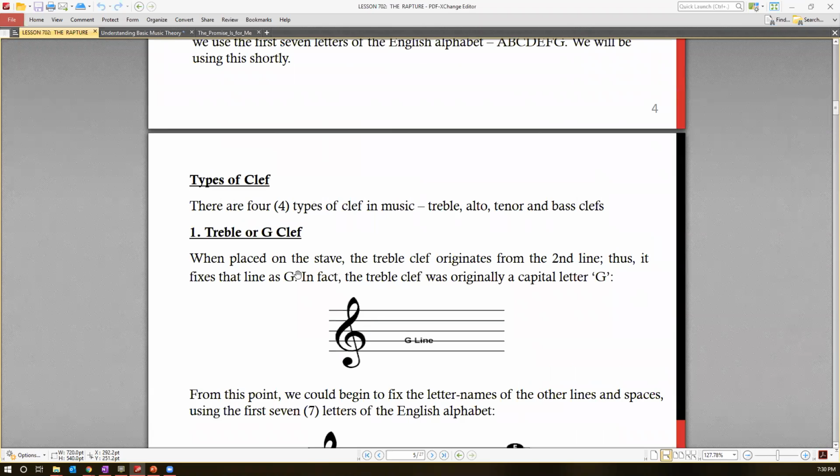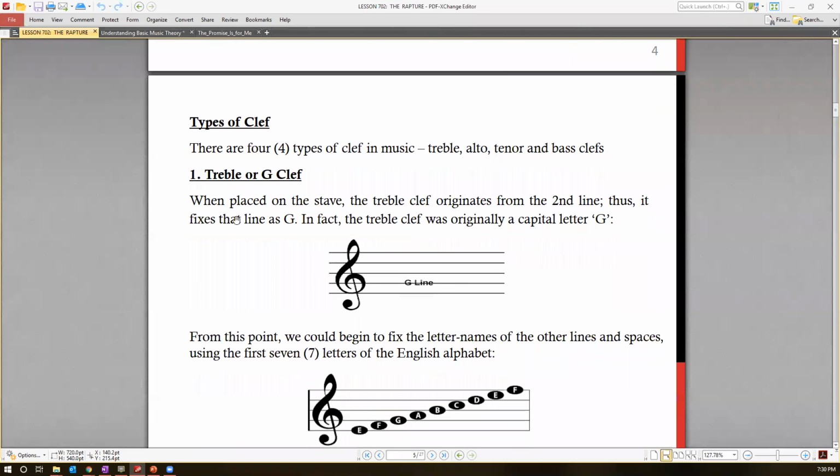Like we mentioned earlier, we talked about the treble clef. There are 4 types of clef in music: the treble clef, the alto clef, the tenor clef, and the bass clef. Generally, in music, we mostly deal with the treble and the bass clef. But for interest and knowledge's sake, we will briefly go through all of them, but subsequently we will be dealing with the treble and the bass clef.